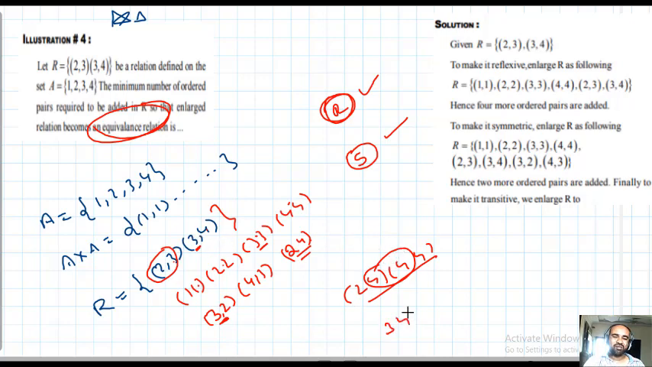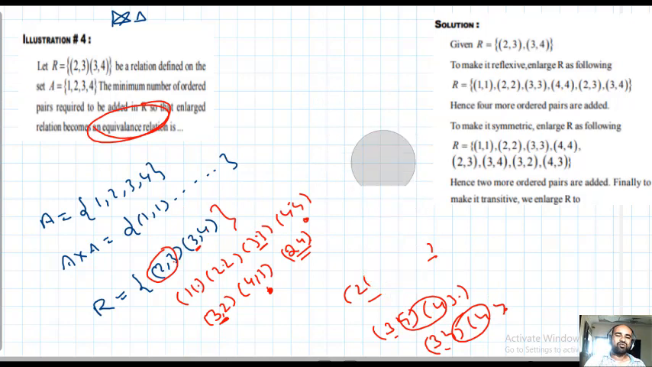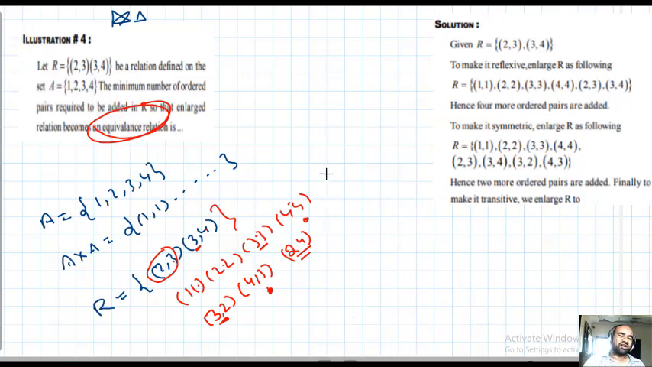For (3,4) we need to identify another pair started with 4. There are 2, here 1, here 1. Both should be cross checked. (3,4) and (4,3), so (3,3) should be there. Then (3,4) and (4,4), so (3,4) should be there. Okay, now no need to add more elements, the conditions are satisfied by this relation. So 1, 2, 3, 4, 5, 6, 7 ordered pairs I added. Now this becomes an equivalence relation.